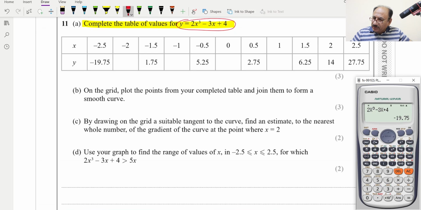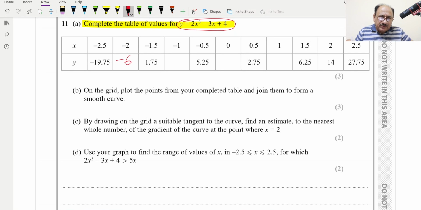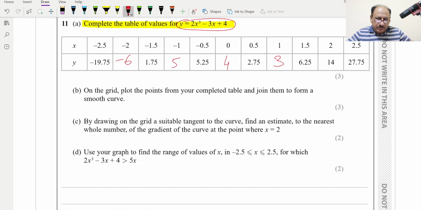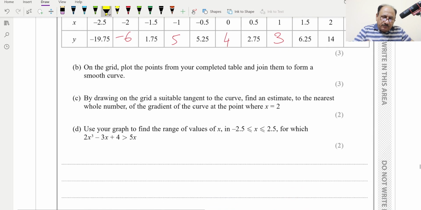Now we can calculate for minus 2. Again this calculate button, calculate for minus 2, and this is giving us minus 6. So minus 6 will be this value. Next again we can calculate for minus 1, and this is giving us the value 5. So we can write here 5. Then calculate for 0, and this is giving us 4. So the value over here is 4. Then next is calculate for 1, and this is equal to 3. So we can write here 3, and the table of values is done. This is the 3 marks part which we have done.